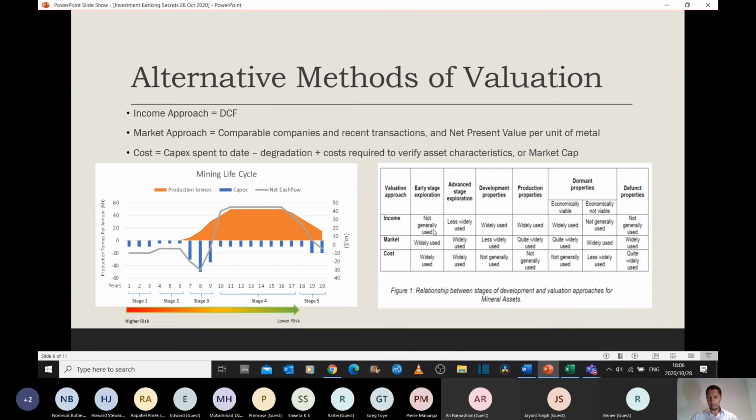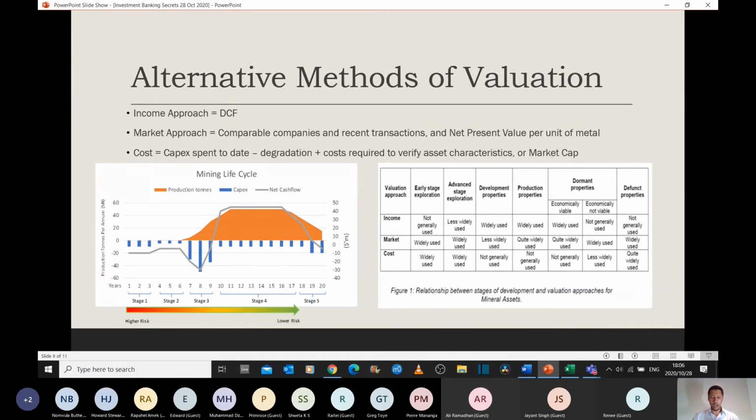And this table is taken from the SAMVAL code. Let's just run through it quickly. If a mining company is early stage exploration, you won't use a DCF valuation because you don't know anything about the deposit. You haven't proved up reserves yet. You don't know enough to place any reliance on your future cash flows in that discounted cash flow valuation. So generally not used. If you're an exploration company, you could use comps, okay, widely used.